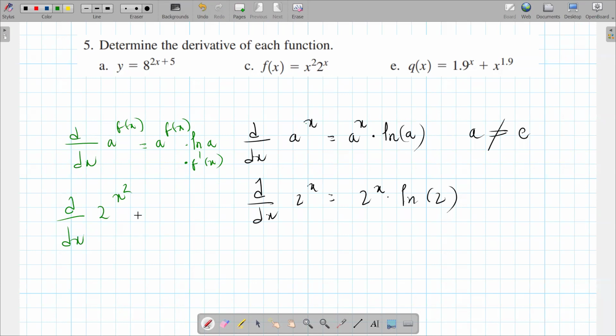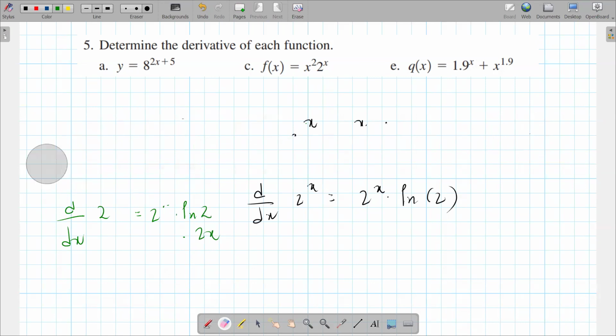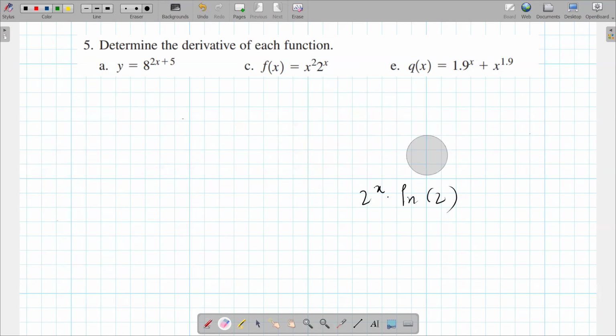So 2 to the power of x squared, the derivative is going to be itself times ln of 2 times the derivative of the exponent. What's the derivative of x squared? 2x, like that. And you're done. So this is when the base is not an e. It's any number except the natural number e. It's not terribly difficult. There's just one extra component, which is the ln of the base component.